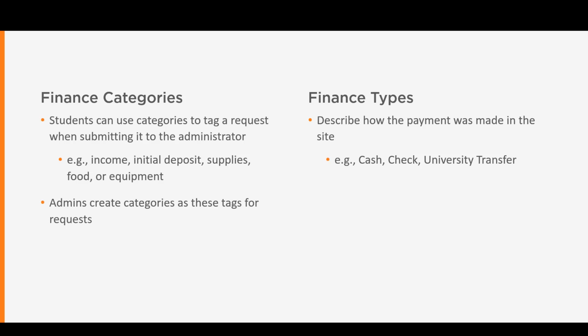Different from finance categories are finance types. Finance types describe the payment type for each request. This can be something like cash, check, or payment by university credit card. These are also created at the community admin level and are assigned when creating a transaction from the admin side. Let's look at where those are housed within the Engage site now.